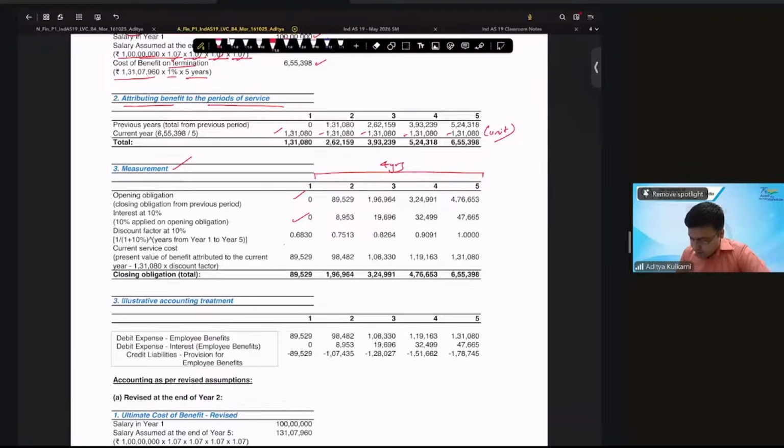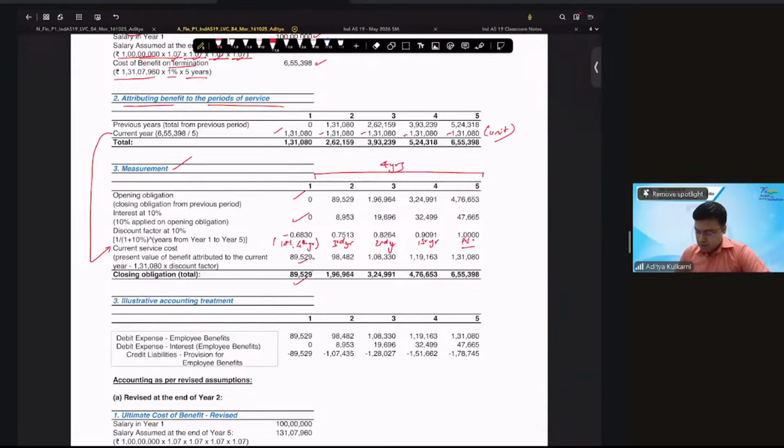So discounting rate will be 10% for the 4th year. This will be for the 3rd year, 2nd year, 1st year, and present value. So this is how your reverse discounting will apply. Now you will multiply the apportioned value with the discounting rate. So 1,31,080 into 0.683 gives you 89,529 rupees. This is the first year's current service cost as well as the closing obligation.